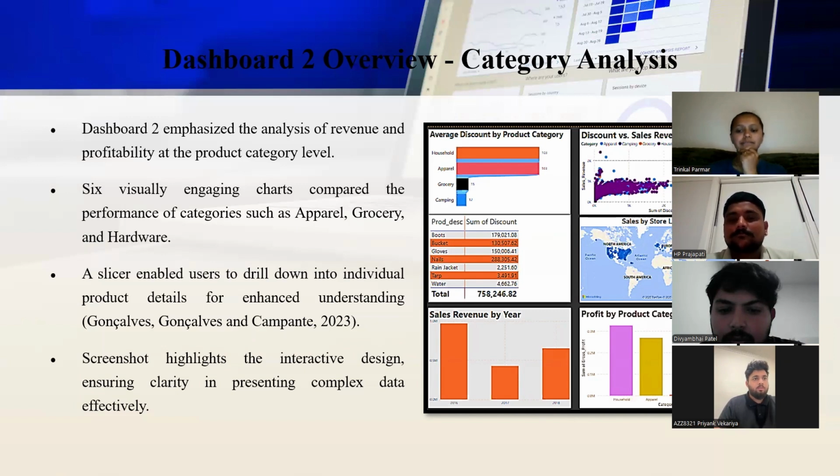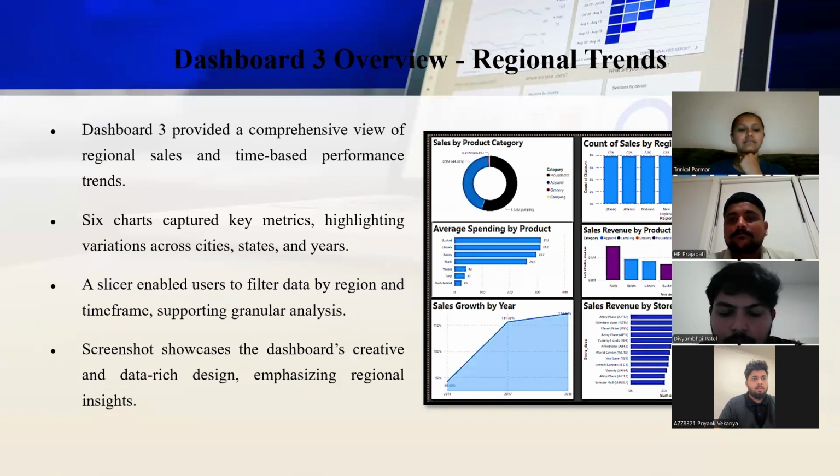And moving to the dashboard 3 overview. This dashboard was designed with the aim to provide information about regional and time-based sales, which could help in making decisions about the most productive areas or periods. It helped analyze why sales were high or low in certain geographical regions and years, to improve the stakeholders' marketing and resource management plans.